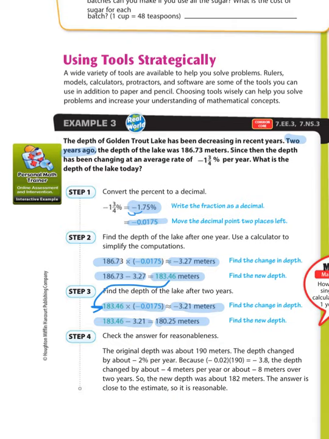All right, to check the reasonableness here, again, we're going to estimate. The original depth was about 190 meters. You might also round this to about 200 to do easier math in your head. The depth changed by about 2% per year, went down about 2%. We know 2% of 100 is 2, so 2% of 200 would be 4. So it should have gone down about 4 meters in 1 year and then 8 meters in 2 years. So the new depth should be about 182, which is pretty close to the estimate, 180.25, so it is reasonable.